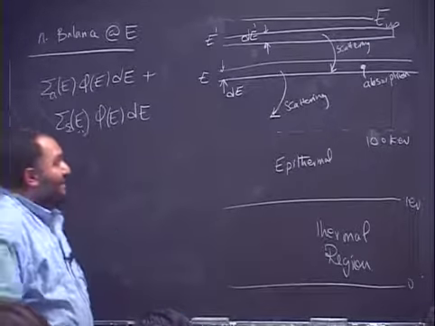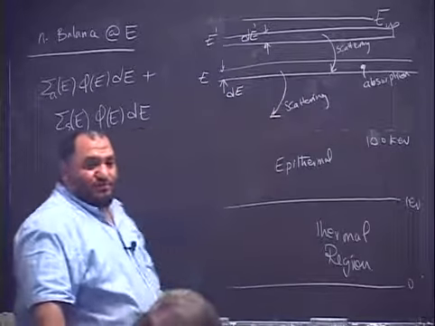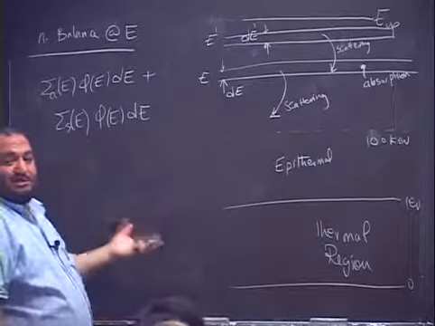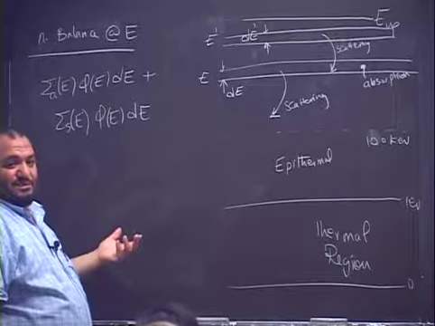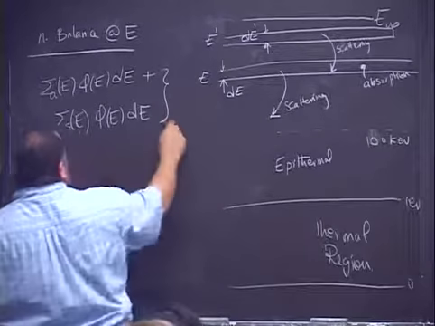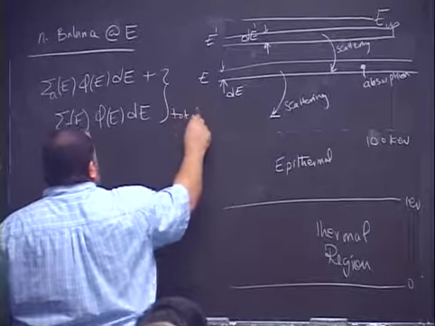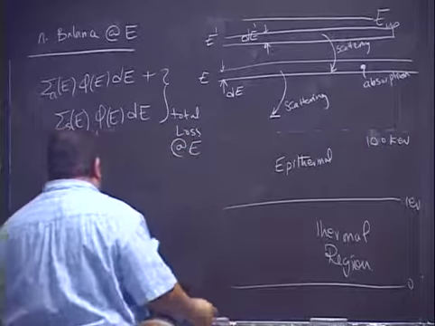Absorption plus scattering. So whatever you absorbed here, whatever you scatter from this energy. So this is the total losses from energy at energy E. Yes? This is the total. Those two are what? Total loss at the energy E.